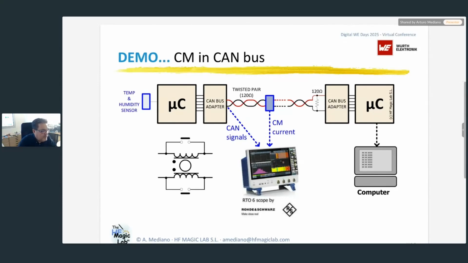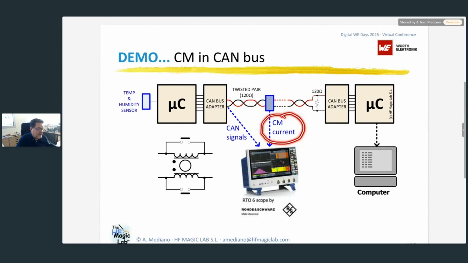Because this is a uniform transmission line, and you have a long distance, you will need to terminate to avoid reflections with a resistor that is 120 ohm in value. Then we have a CAN bus adapter, we have the microcontroller reading the signal, and we will send the information to the computer so we can read temperature and humidity continuously. The idea is that we will be using an RTO6 oscilloscope to see how my signals are in the twisted pair cable, and additionally, we will be able to measure the common mode current of my application.